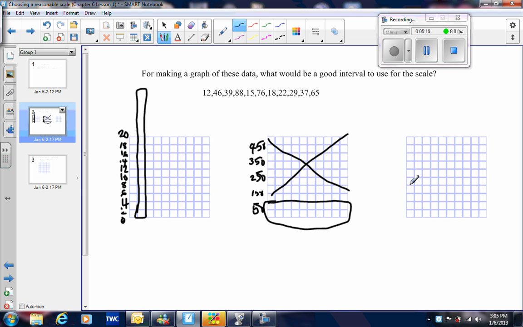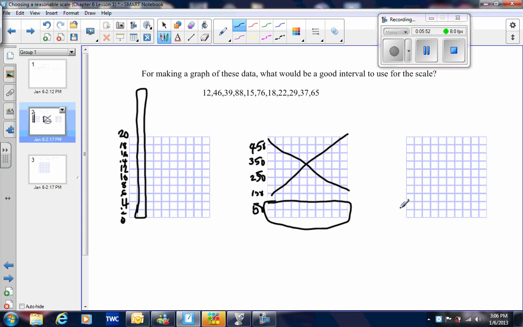So maybe I can try a different number, maybe 9: 9, 18, 27, 36, 45, 54, 63, 72, 81, 90. And that would be a good interval here. I could graph 88, and I would use up the whole space. If I had bars, my tallest bar would be right up close to the top line there.